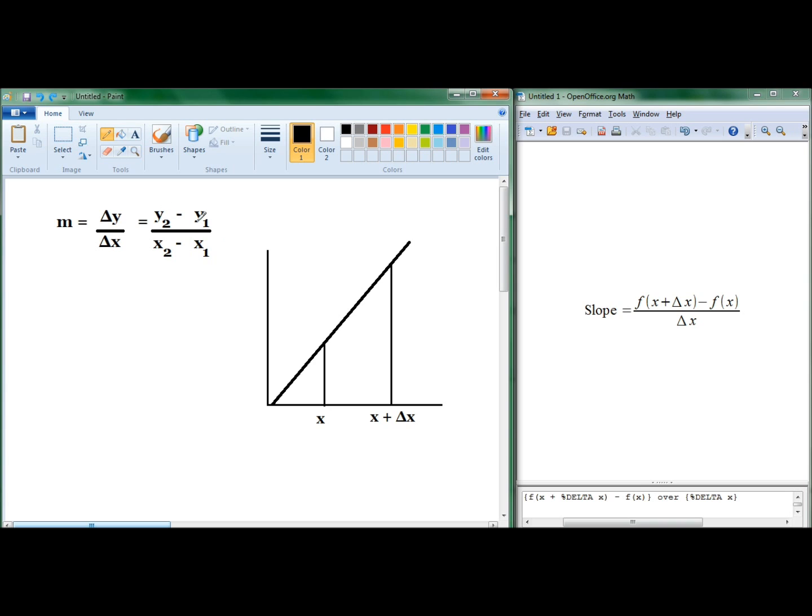So using our equation here, we know that the equation for the slope is f of x plus delta x, or f of this number, minus f of x, which is y1, divided by x plus delta x minus x. Now, we know x plus delta x minus x simplifies to delta x. So the slope is equal to f of x plus delta x minus f of x divided by delta x.